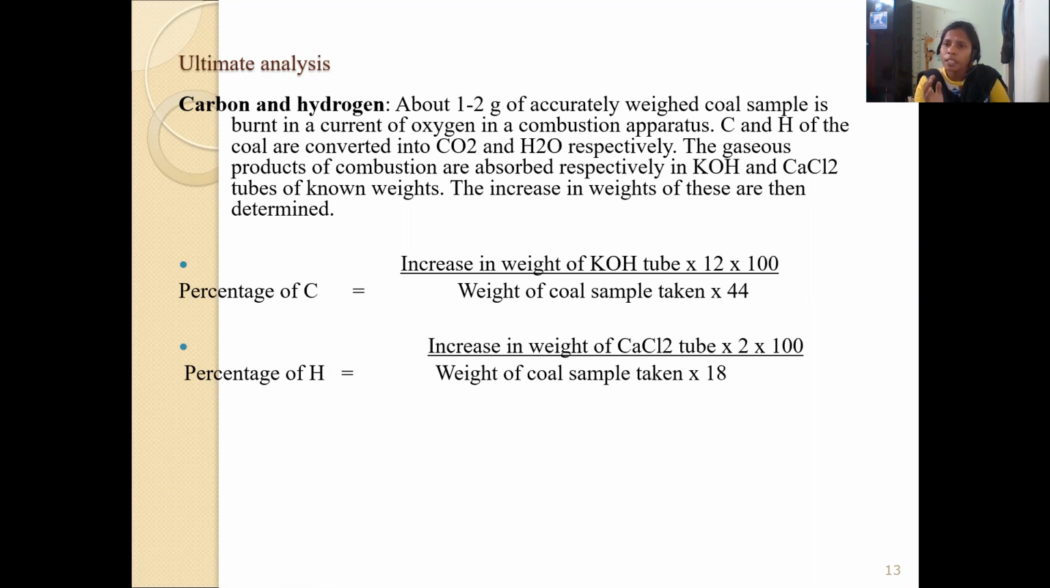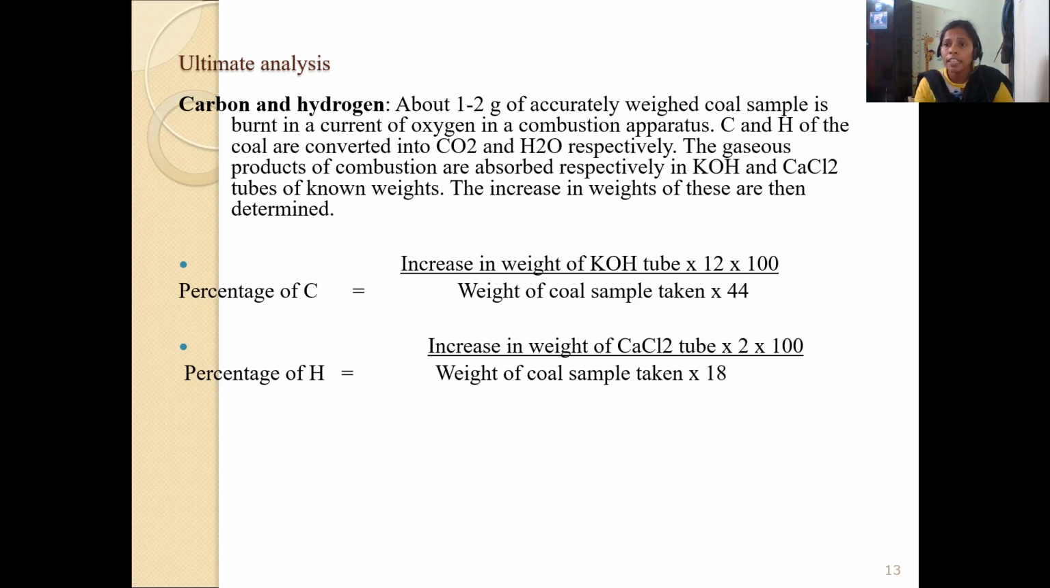But before that, what is the use of proximate analysis? Proximate analysis is used to find out the percentage of moisture, volatile matter, ash, and the fixed carbon in the coal sample. By using these percentages, we can find out whether the quality of the coal sample is good or bad. And the next type of analysis is elemental or ultimate analysis.